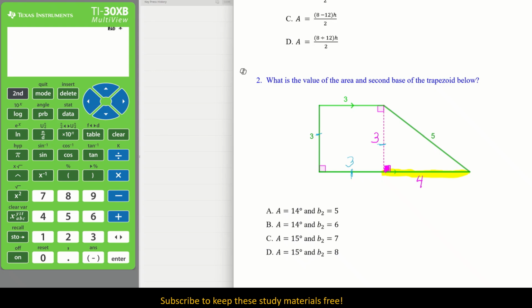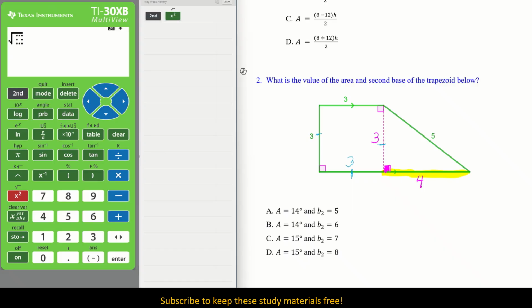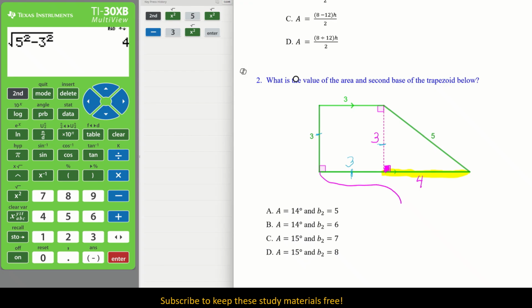Well, you can check that. Let's go to our calculator and use the 3 and the 5 that we already knew to see if 4 is correct. Say second, under the radical, 5 squared minus 3 squared, and that equals 4. But that alone is not what we need for B2. That would be the 3 and the 4 added together to give us a nice 7.